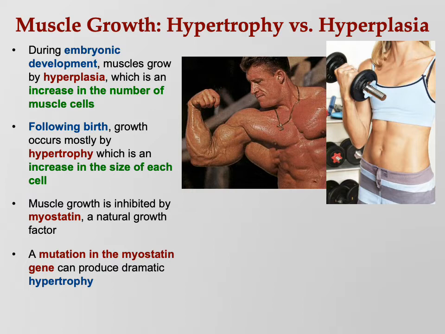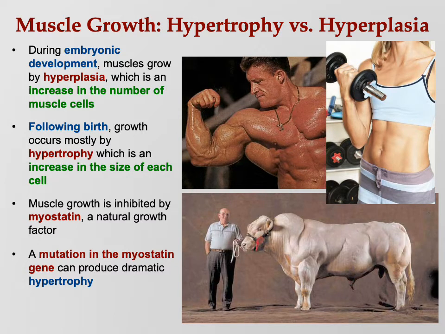A mutation in the myostatin gene can produce dramatic hypertrophy. And here you see a breed of cow, and I should have looked this up before I started this. I think that might be called Belgian Blues. I don't know, I'm probably wrong. But at any rate, look at that cow. Looks like it's been hitting the gym, huh?